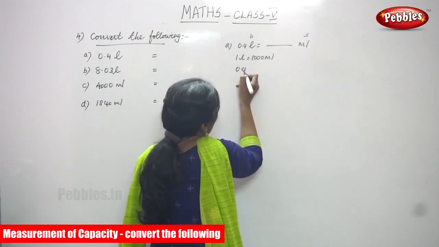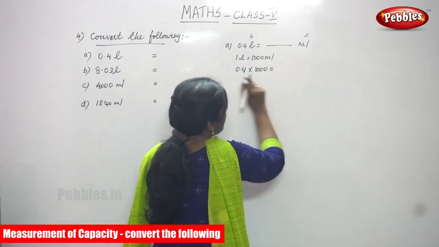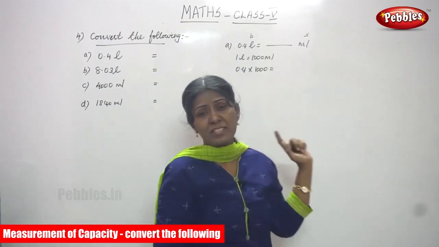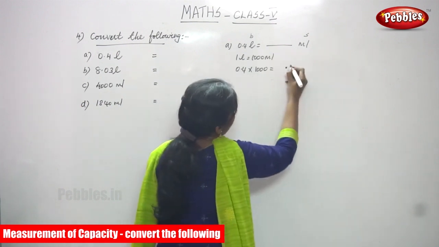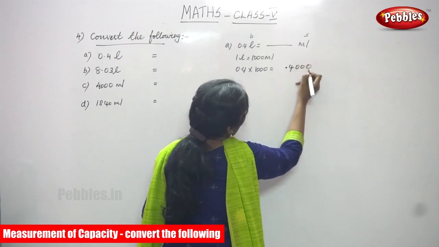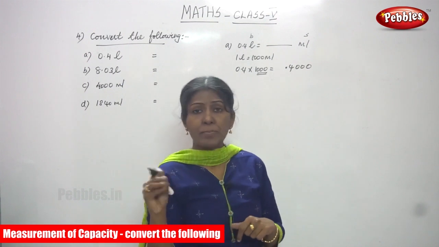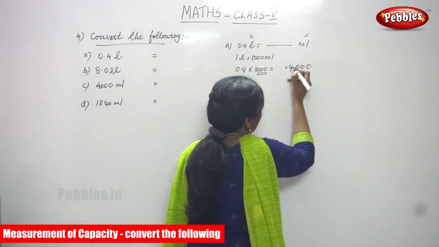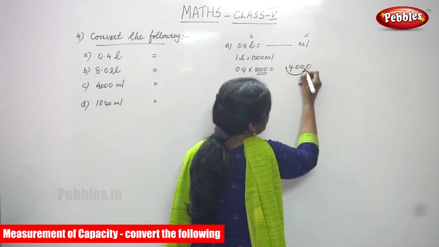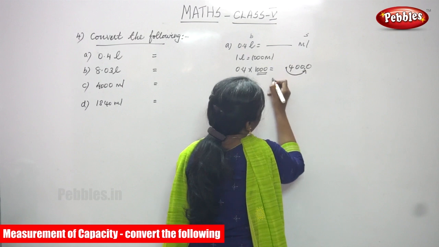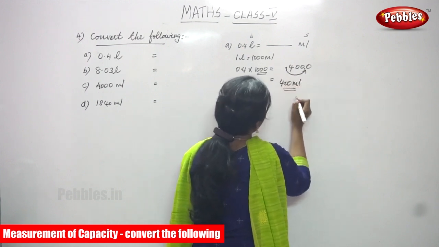So 0.4 into 1000. You have to multiply. I've told you already, no need to consider the decimal representation. That means 0, just forget it. You just write as it is 0.4 and 000 you have to write, because in 1000 you have 3 zeros. You just write as it is the 3 zeros. Then this point moves 3 decimal places to the right. That means 400 milliliter. This is the right answer.